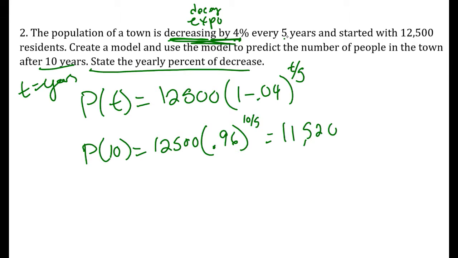What's the yearly percent decrease? Well, it's 4% every 5 years. So I'm not just going to divide, I'm going to use that power to a power rule. So I'm going to do 0.96 to the 1/5 t.